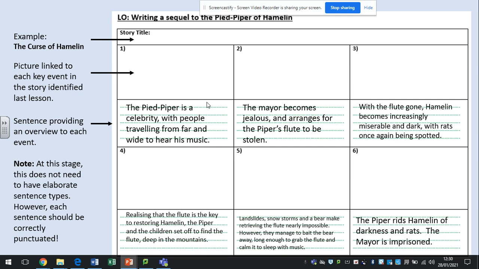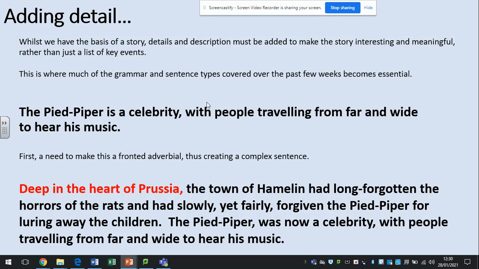What we're going to look at today then is how we expand those events into a proper written descriptive piece of work. So adding detail. Once we have the basis of a story, details and description have to be added to make it interesting and meaningful rather than just a list of key events. There's nothing worse than a story that reads like a list, at which point you're snoring and you're half asleep. So you need to include details in order to grab the reader's attention, okay?